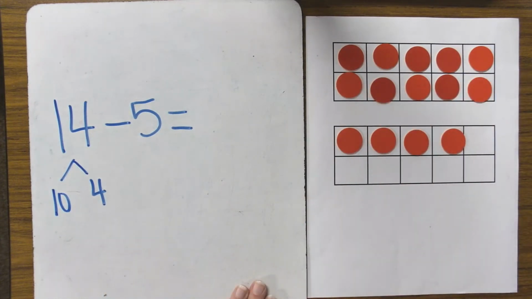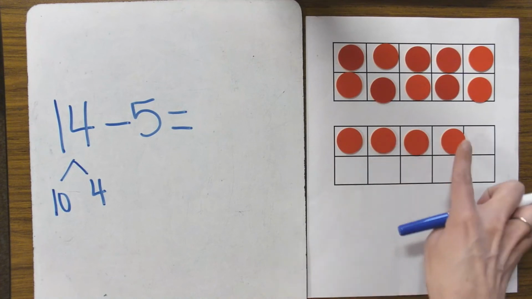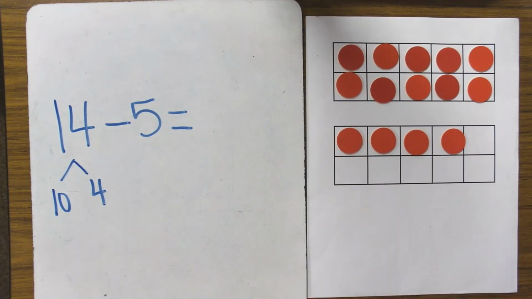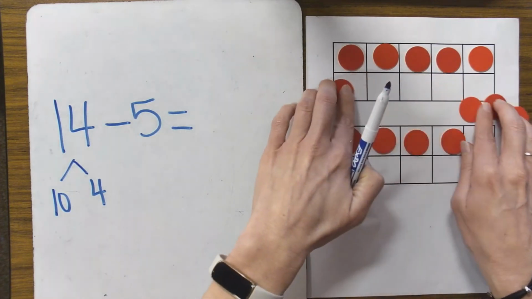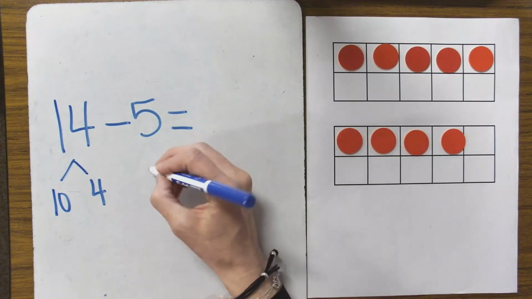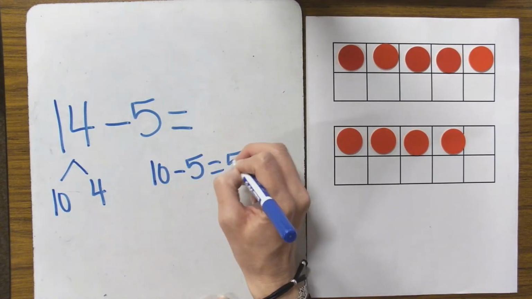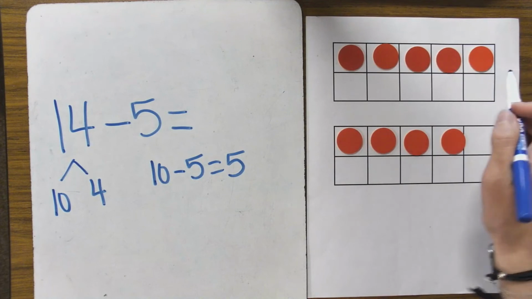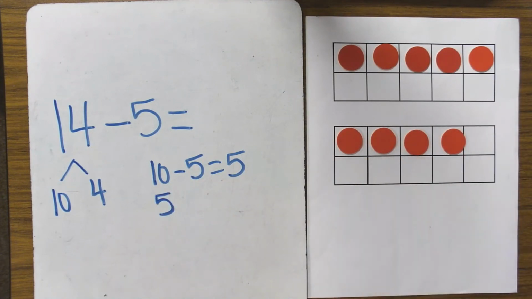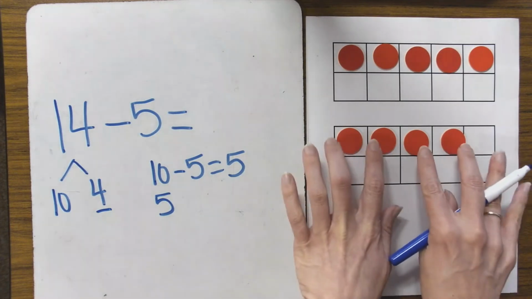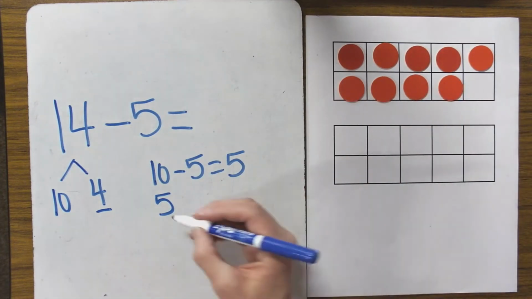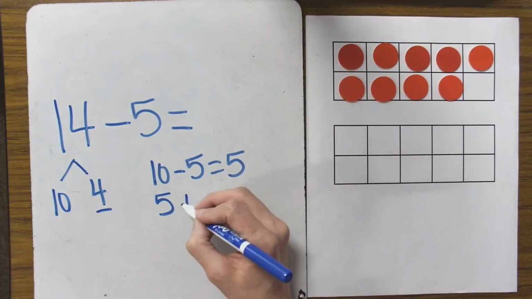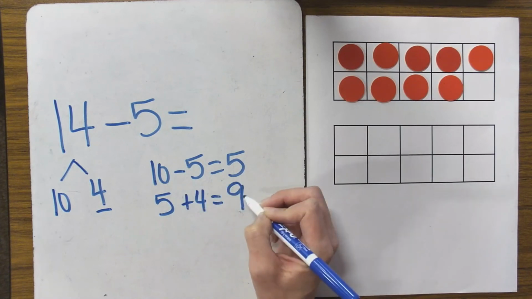So we have 10 and 4 for our 14. Since I can't take away 5 from my 4, where can I find 5? Up here. So I can take away 5 from my 10. So 10 minus 5 equals 5. Now I have 5 left up at the top and 4 left at the bottom, my 4 that I split from the 14. So now I can scoot those up, elevator up, into my top 10 frame. Now I have 5 plus 4 equals 9.